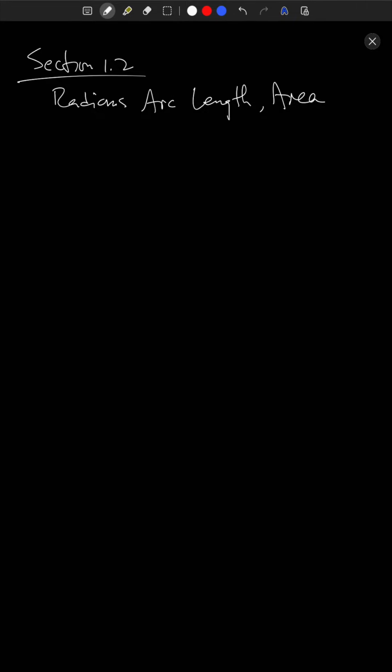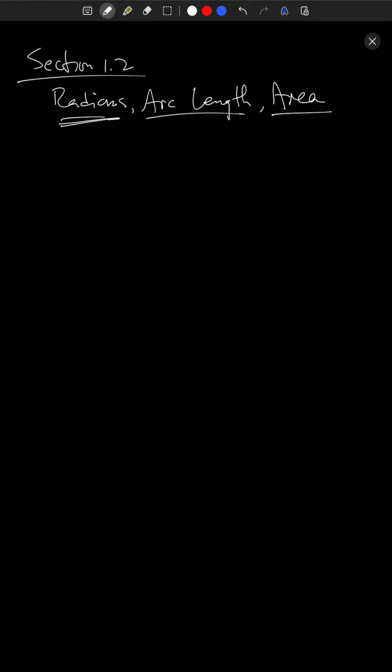Okay, so this is going to be section 1.2 and 1.3. 1.2 is going to be radians, arc length, and area. So let's get started. Radians is going to be a new measure for angles that we're going to be using as much as possible because it's a far better measure of how big an angle is than degrees.